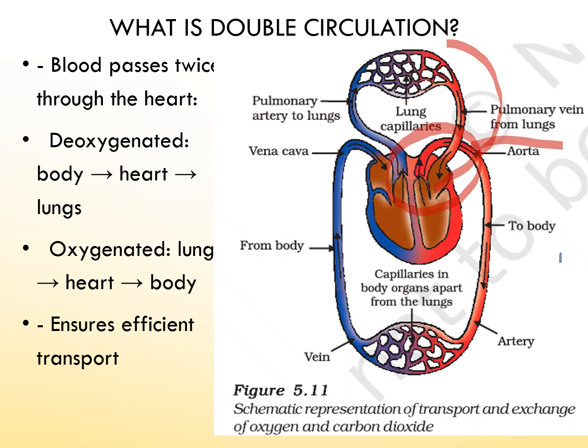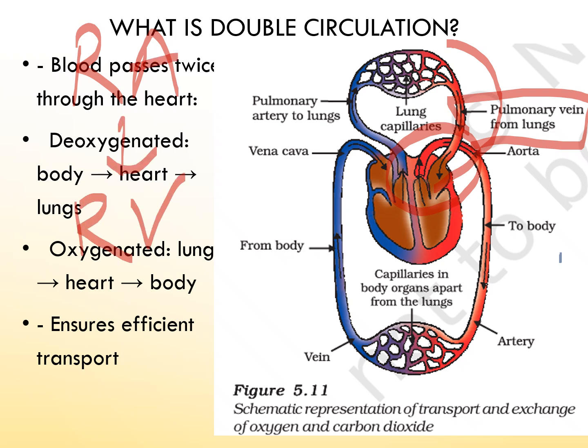with the help of pulmonary vein. Okay, so this pulmonary vein will be carrying the oxygenated blood into the left atrium, right? Now, the left atrium will receive the blood.